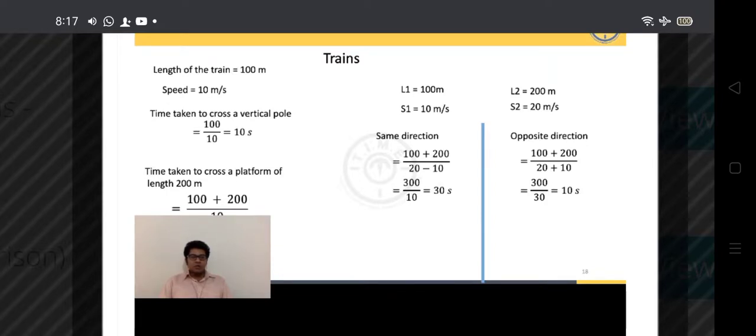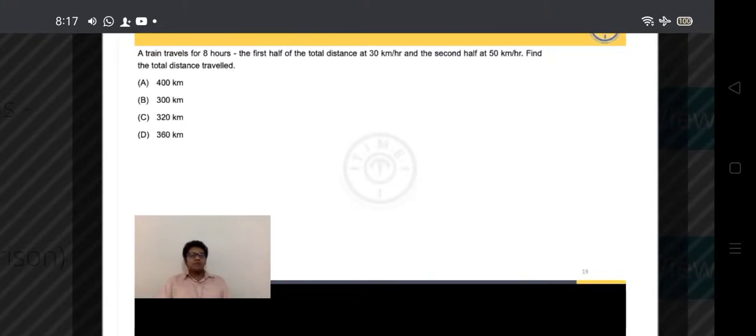So now let's move on to the next part, some questions based on this model. A train travels for 8 hours. The first half of the total distance at 30 kilometers per hour, second half at 50 kilometers per hour. Find the total distance traveled. Here there is nothing related to the length of the train.